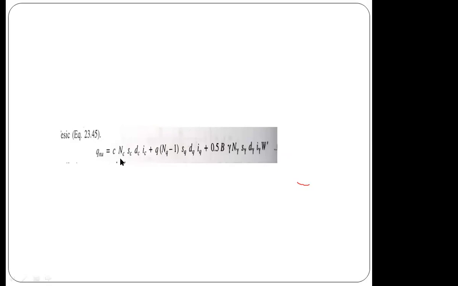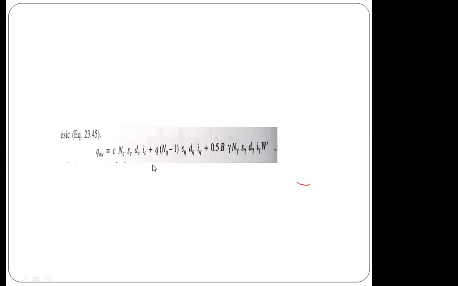What is Nc, what is Sq, and what is Sγ or Nγ, or Nq. Whatever terms have S are the shape factors. Whatever terms have N are called bearing capacity factors. N represents bearing capacity, S represents shape factors, and d represents depth factor. i represents inclination. So this is the meaning of each term in the equation.